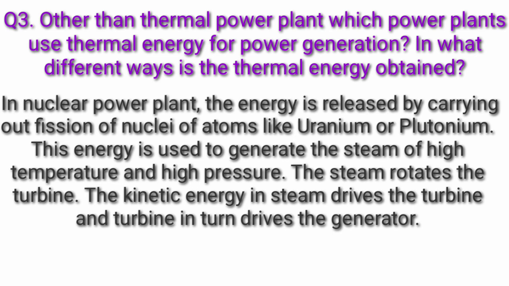In nuclear power plant, the energy is released by carrying out fission of nuclei of atoms like uranium or plutonium. This energy is used to generate the steam of high temperature and high pressure. The steam rotates the turbine. The kinetic energy in the steam drives the turbine, and turbine in turn drives the generator.